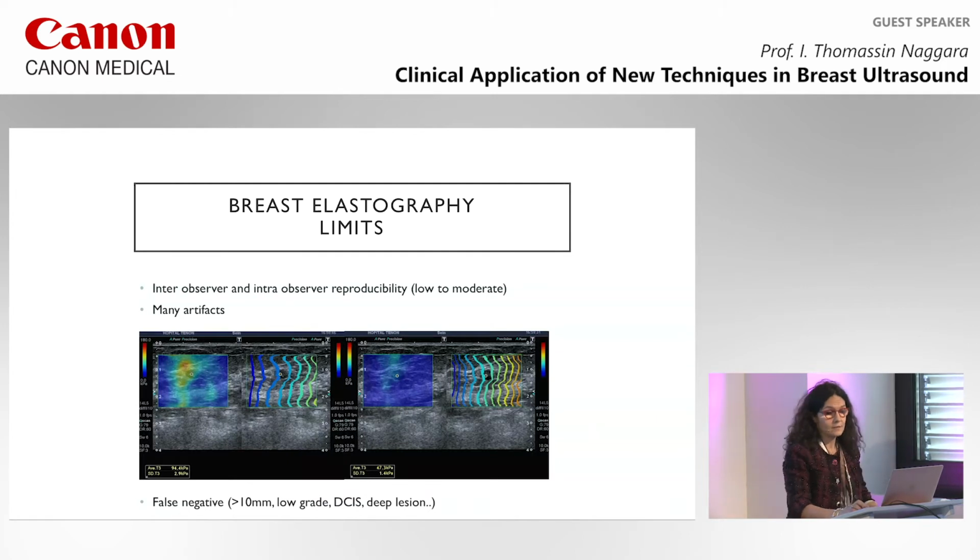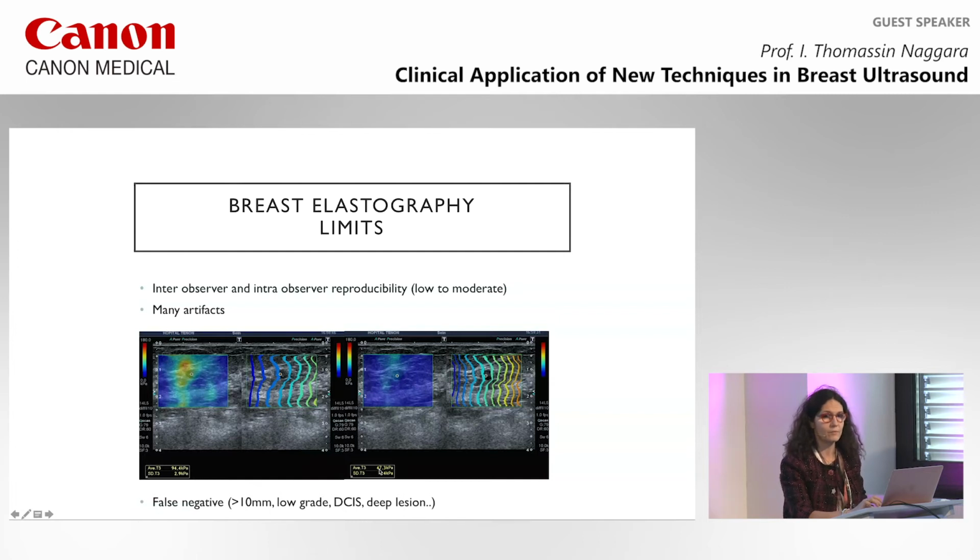What are the limits of breast elastography? The main limit, even in shear wave, is the problem of intra-observer reproducibility, which is low to moderate. And there is some artifact here. I take two images with different compression, even on shear waves. You can see that you can completely modify the result. If you just look at the coefficient here, it's 94. In the same lesion, it's 47.